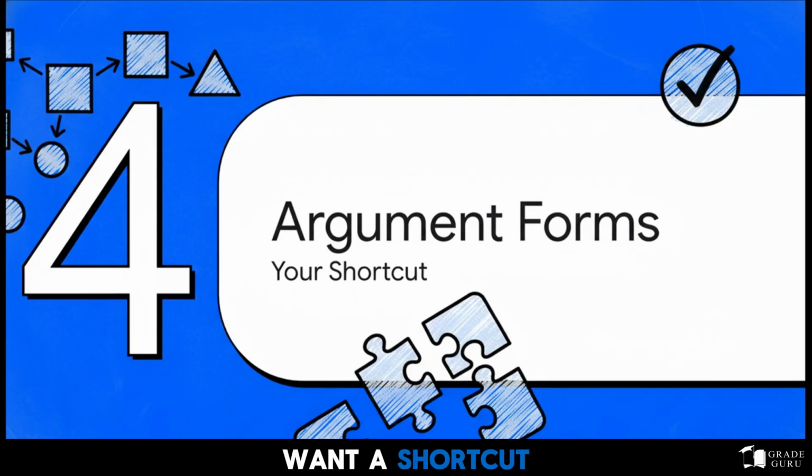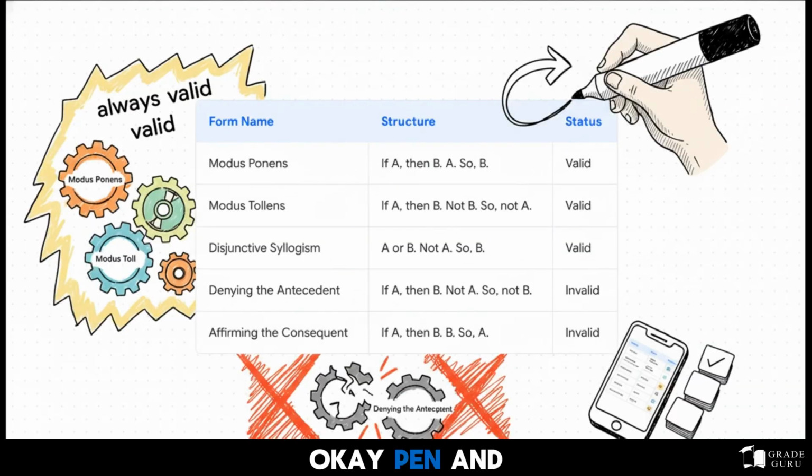All right, you want a shortcut, a way to get the right answer super fast on your test? This is it. A lot of arguments follow these really predictable patterns, or what we call forms. And if you can learn to spot the pattern, you'll instantly know if it's valid or invalid. No extra work needed. Okay, pen and paper time. You absolutely have to memorize these 5 forms, no way around it. There are 3 that are always valid: modus ponens, modus tollens, and disjunctive syllogism. Then there are 2 that are always invalid, and these are the ones that show up as trick questions all the time: denying the antecedent and affirming the consequent. Seriously, screenshot this slide, make some flashcards, do whatever you gotta do, but get these locked in.